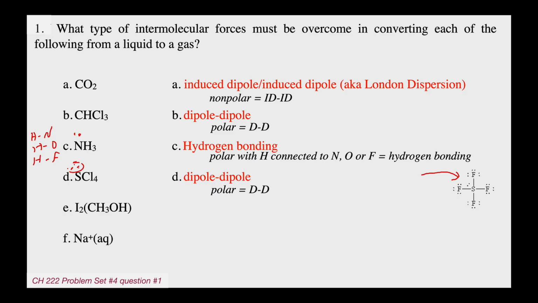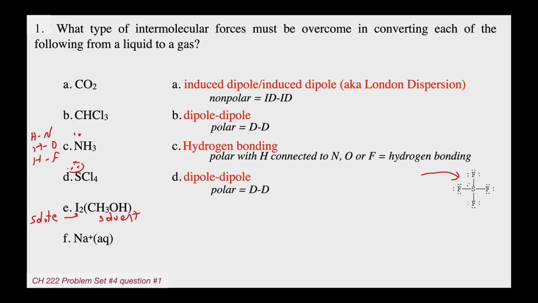This is just a little reminder that it's a really good idea to draw the Lewis structures if you're uncertain. Now, E and F have a part at the beginning and a part in parentheses. The part in parentheses is the solvent, and the part outside, if you will, is the solute. So in the first one, iodine and methanol, iodine is the solute and methanol is the solvent. This is a solution, and in the next problem set we'll talk more about solutions. But for right now, think about the polarity of both iodine and methanol.